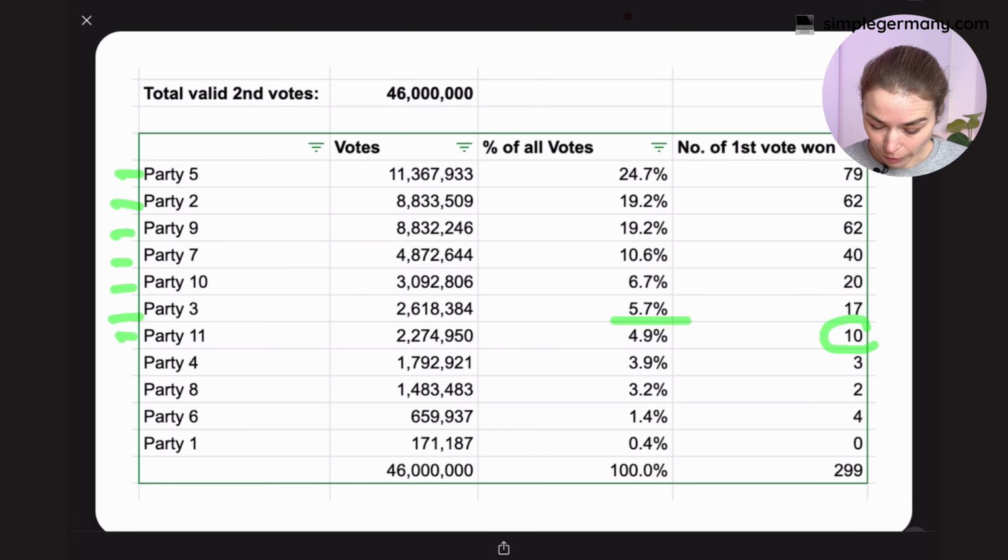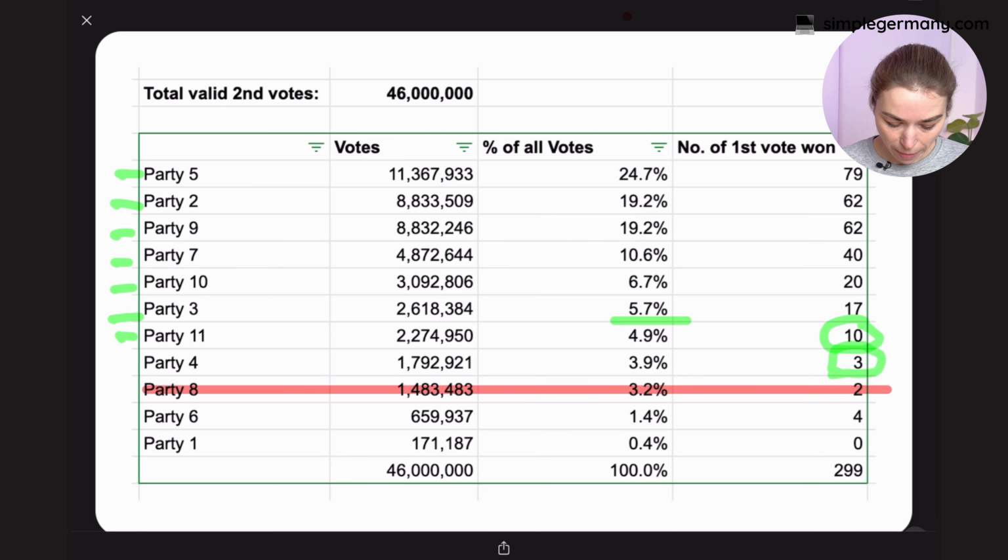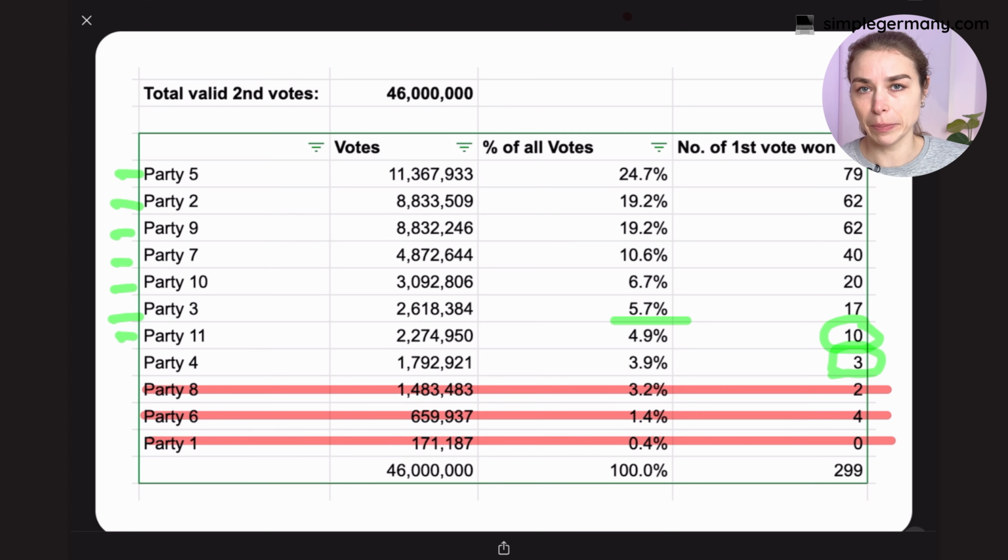But if we look at this number of the first vote, they have won 10 individual constituencies, so electoral districts, so 10 direct mandates. And that makes them move up into parliament as well, with their 4.9% of total share of the parliament seats for their party. The same would happen for Party 4, right? Because they have 3 direct mandates as well. That is correct. You're absolutely right. However, parties 8, 6, and 1 are definitely out and did not make it into parliament.